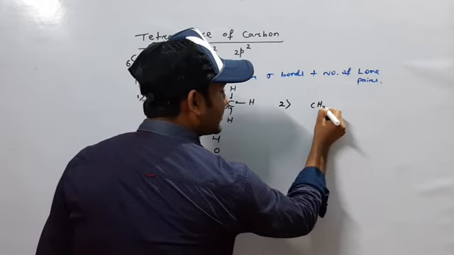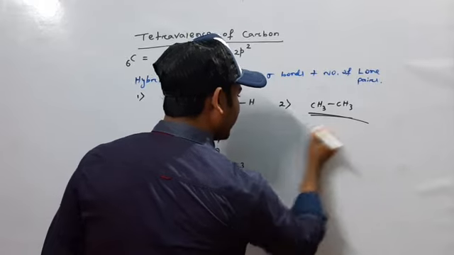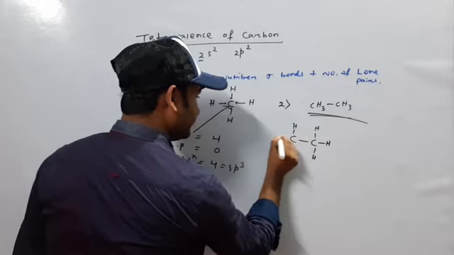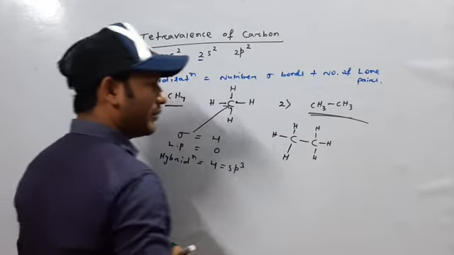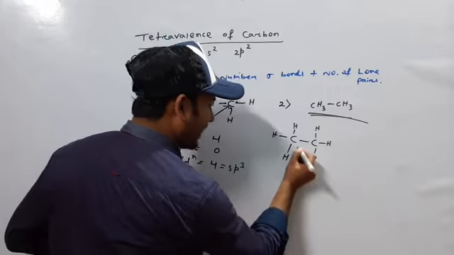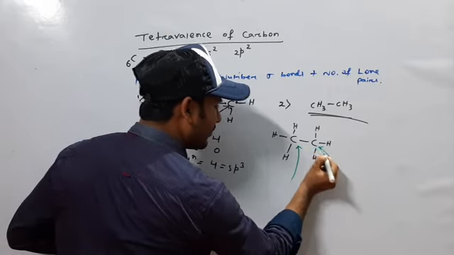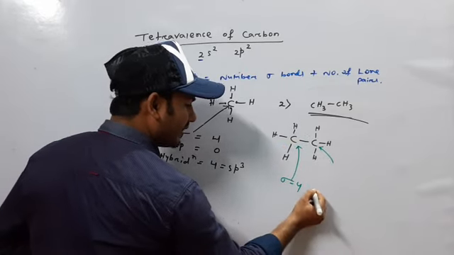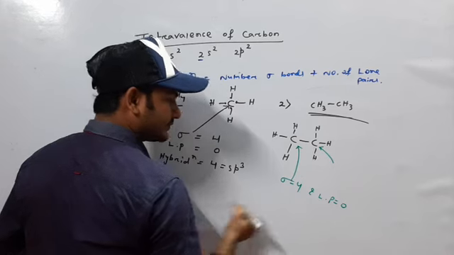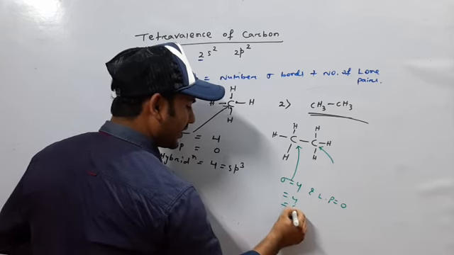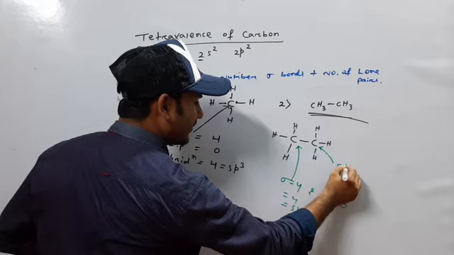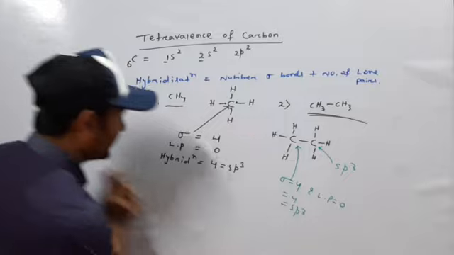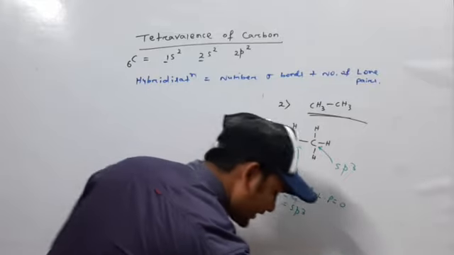Take another compound, CH3-CH3. In this compound we can determine hybridization for this carbon atom, and also for this carbon atom. For this carbon atom, sigma bonds 4 and lone pairs 0. Hybridization equals 4, sp3. Similarly, this carbon atom also has sp3 hybridization.